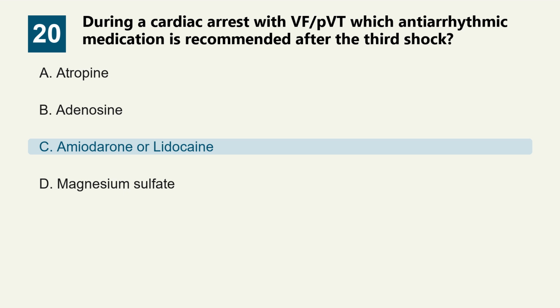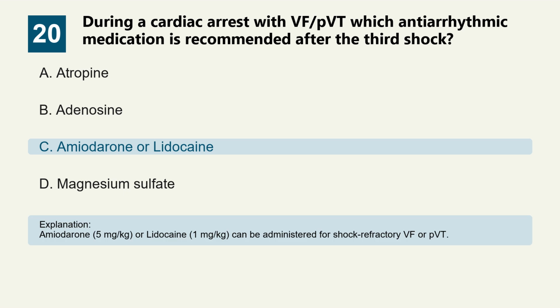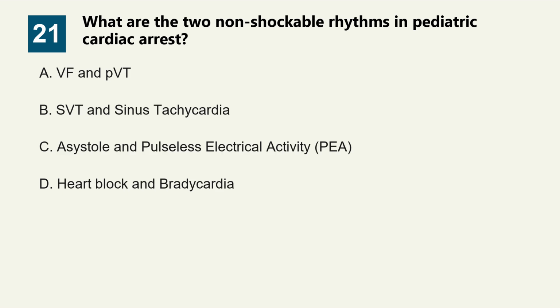Amiodarone or lidocaine. Amiodarone, 5 mg per kilogram, or lidocaine, 1 mg per kilogram, can be administered for shock-refractory VF or pVT. Question 21. What are the two non-shockable rhythms in pediatric cardiac arrest? Option A. VF and pVT. Option B. SVT and sinus tachycardia. Option C. Asystole and pulseless electrical activity, PEA. Option D. Heart block and bradycardia.